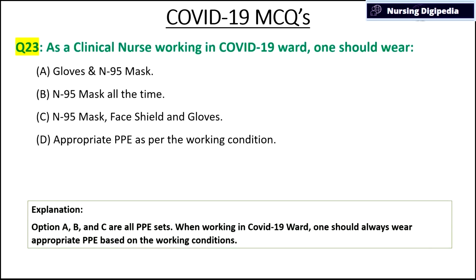Question 23. As a clinical nurse working in COVID-19 ward, one should wear A. Gloves and N95 mask, B. N95 mask all the time, C. N95 mask, face shield and gloves, D. Appropriate PPE as per the working condition. And the answer is D. Options A, B and C are all PPE sets. When working in COVID-19 ward, one should always wear appropriate PPE based on the working conditions.